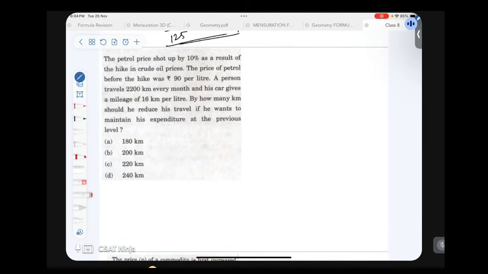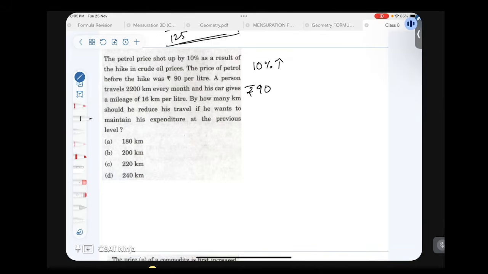The petrol price. Similar type of question, but since it's a UPSC question, there's a trick here. Let's read the question. The petrol price shot up by 10% as a result of the hike in the crude oil prices. The price of the petrol before the hike was 90 per liter. Let me just write like this: there was an increase of 10%, and the price of the petrol was 90 before the hike.